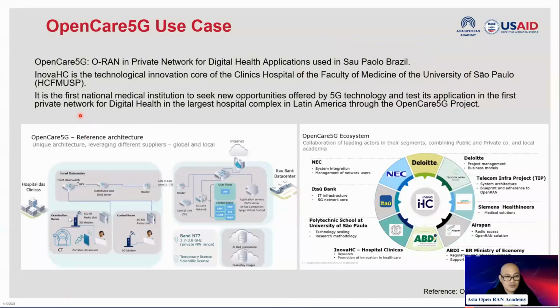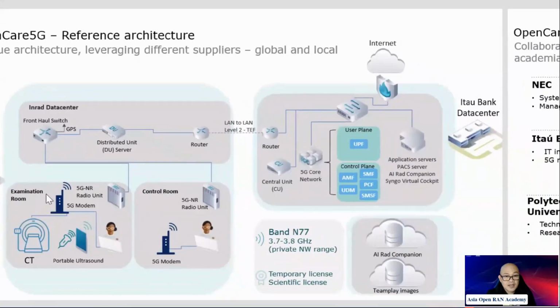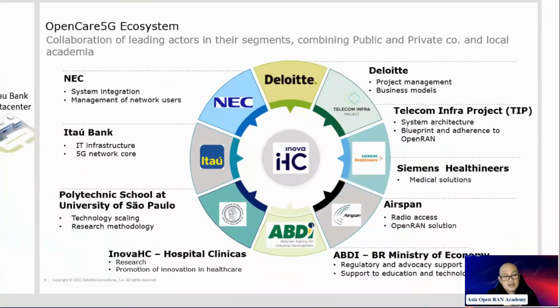So this is a private network for digital health application used in Sao Paulo, Brazil. There is this Innova HC, the technological innovation core of the Clinics Hospital of the Faculty of Medicine of the University of Sao Paulo. This is the first national medical institution to seek new opportunities offered by 5G technology and test its application in the first private network for digital health in the largest hospital complex in Latin America, through the Open Care 5G project.